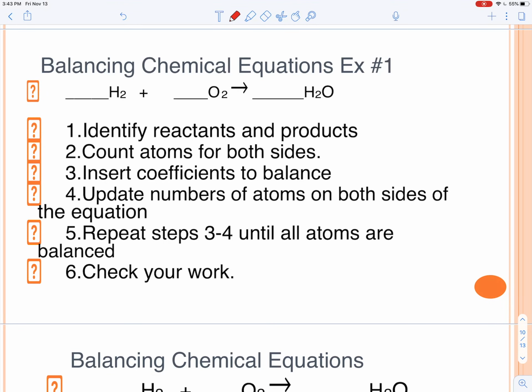So we are going to practice balancing equations, and there are 6 steps that we need to follow. First, look at the reactants and products. Then we're going to count atoms for both sides. So remember, reactants are going to be on the left side, products are on the right side of the arrow.